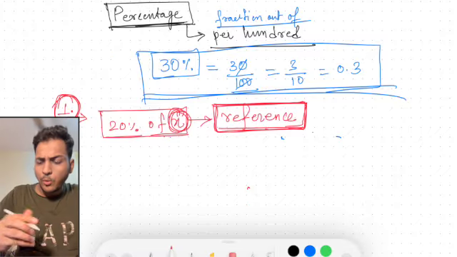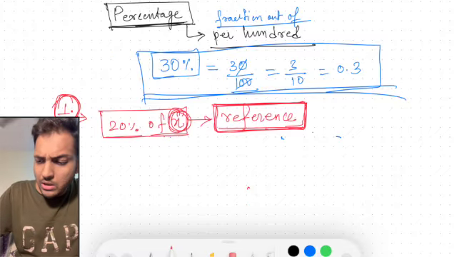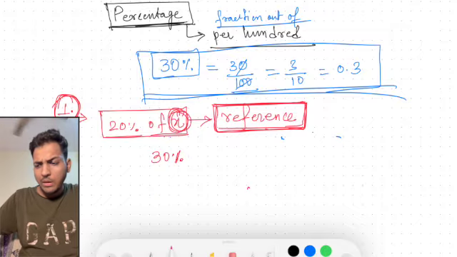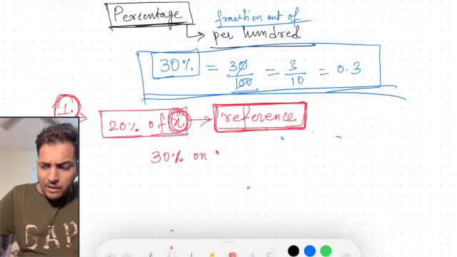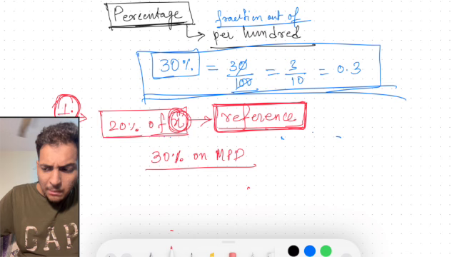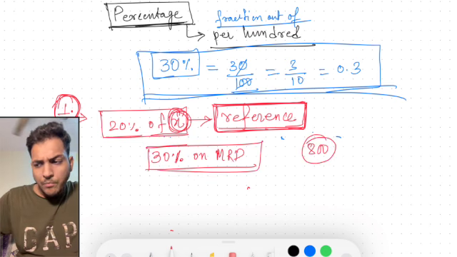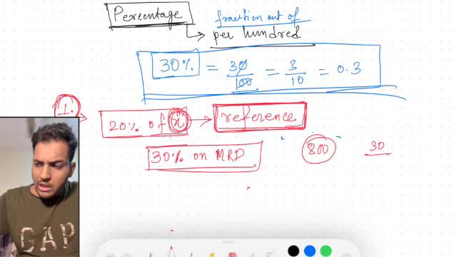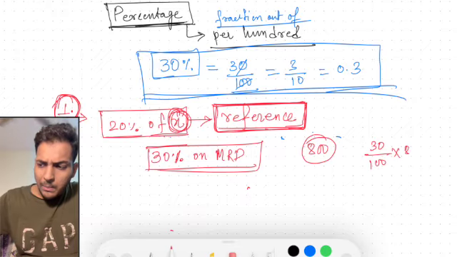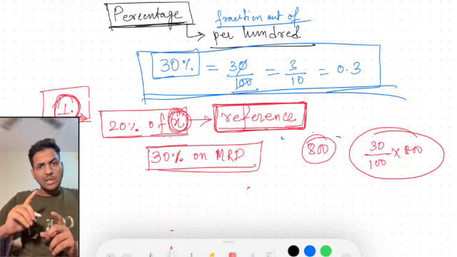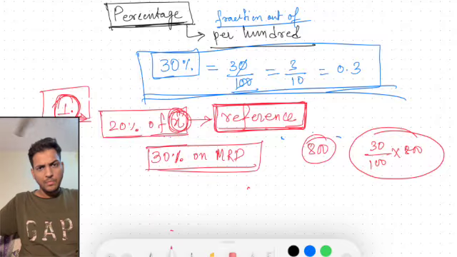Now henceforth, suppose I say 30% discount on the MRP. That means this 30% will be calculated on the MRP. Now suppose the MRP is 800 rupees, so how much will be the discount? 30 by 100 into MRP, which is 800. So the first rule you have learned, rule 1, is percentage is defined on a reference. Now how do you calculate percentage?